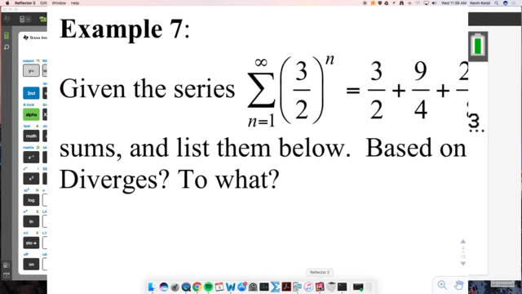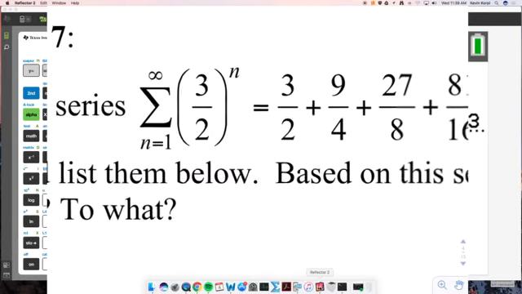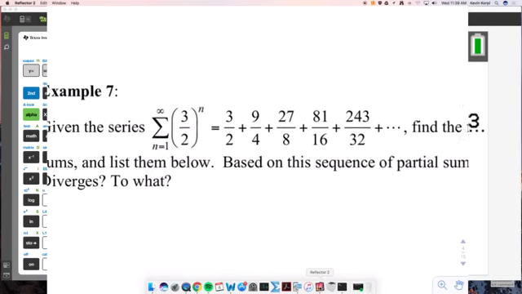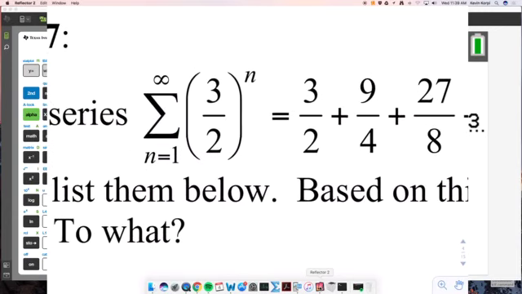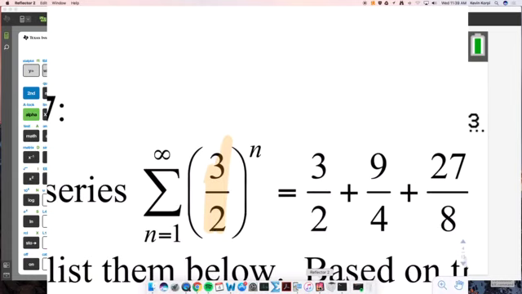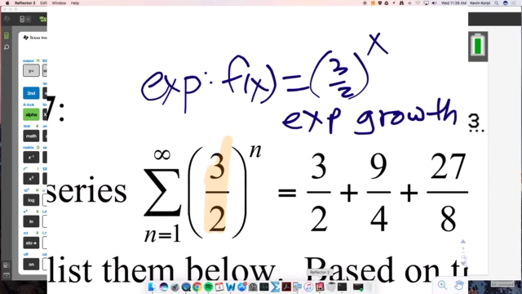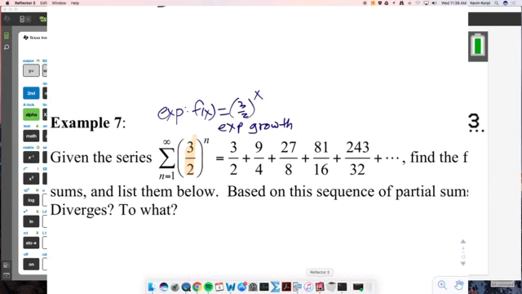All right. How's about this guy? The sum from 1 to infinity of 3 halves to the n. 3 halves, 9 fourths, 27 eighths. Do you think this one converges or diverges? Diverges. Very good. You're right. And we can see this on the calculator. I'm not going to. But if this were an exponential function, it would be f of x equals 3 halves to the x power, which would be exponential what? Growth. Yeah.